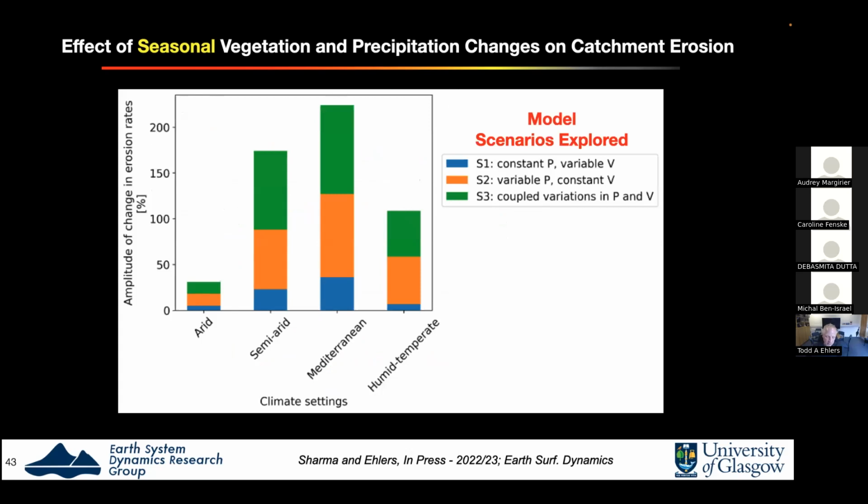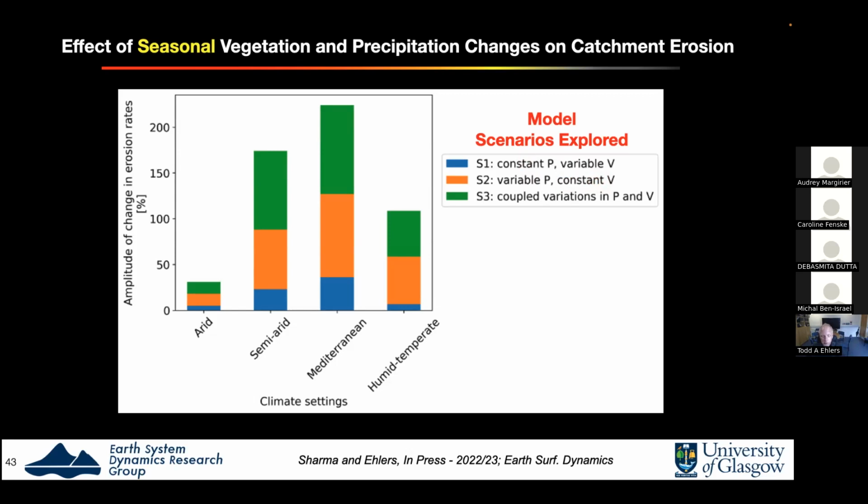This diagram summarizes that, where you're looking at the 4 different study areas, and this is the amplitude of change in the erosion rates. And what we did were 3 different simulations. The green one is the fully coupled, so you could think of it as reality. For the other 2 simulations, we hold either precipitation or vegetation constant, and then allow the other parameter to vary. And when I say held constant, we held them at the mean value.